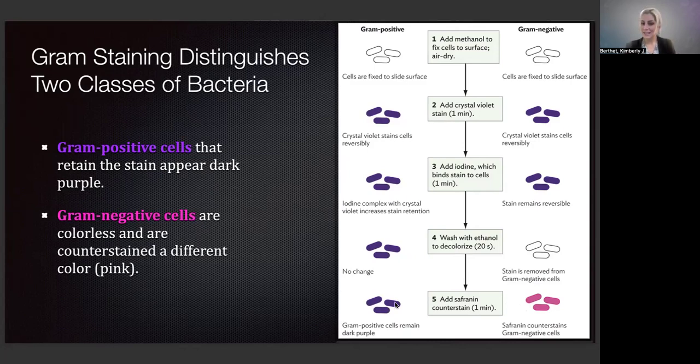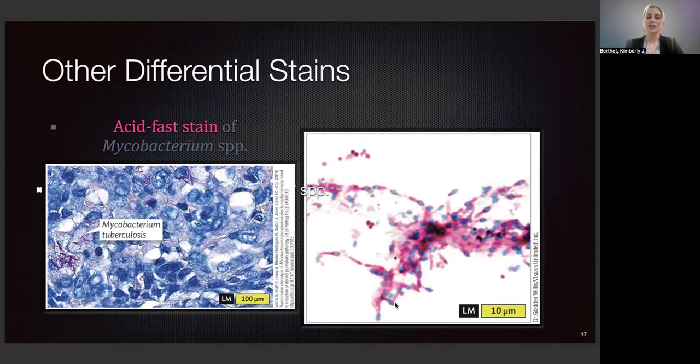So on the last step, if we want to visualize our sample, our gram-positive cells are going to stain purple, our gram-negative cells stain pink. So that's how we differentiate between cells that are gram-positive or gram-negative, and we could look at an infection and determine what kind of antibiotic would be appropriate based off of the gram stain.